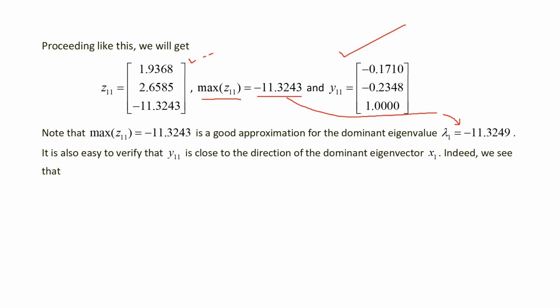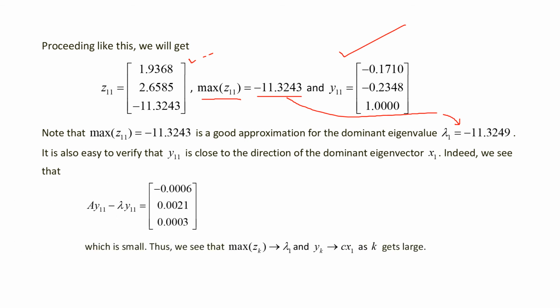We can also verify that A y11 minus lambda 1 y11 is this vector, which is close to the null vector. Thus we see that the maximum of zk approaches lambda 1 and yk approaches c x1 as k gets large.